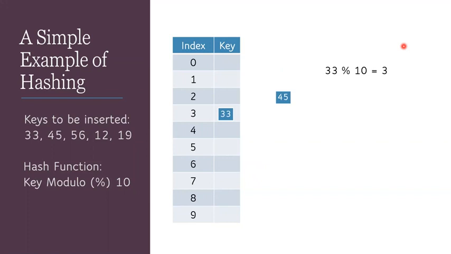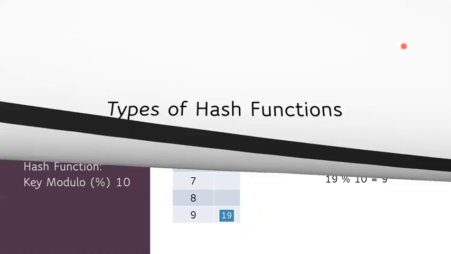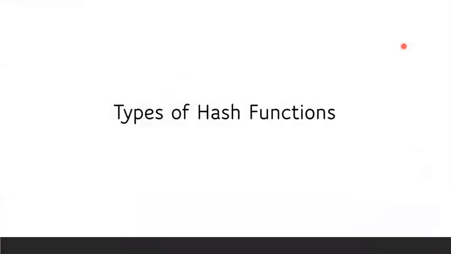The next thing you have is 45. Again, 45 modulo 10 gives you 5. So 45 gets stored at index 5. Then you have 56, and 56 modulo 10 gives you 6. So 56 will get stored at position 6. Next you have 12, and 12 modulo 10 is equal to 2. So you will store 12 at position 2. The next thing is 19. 19 modulo 10 is 9. So you'll store that at position 9. So that's what a hash table looks like.